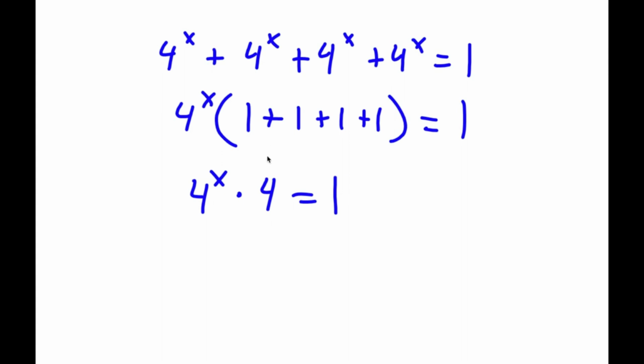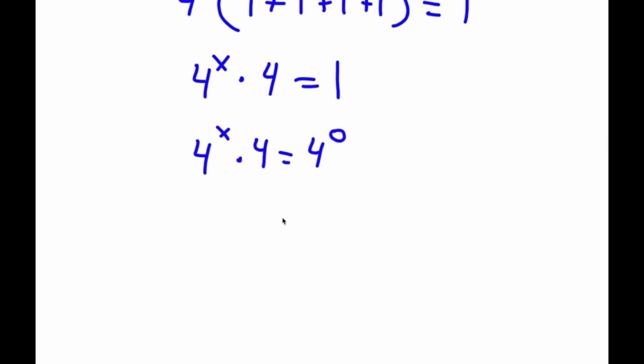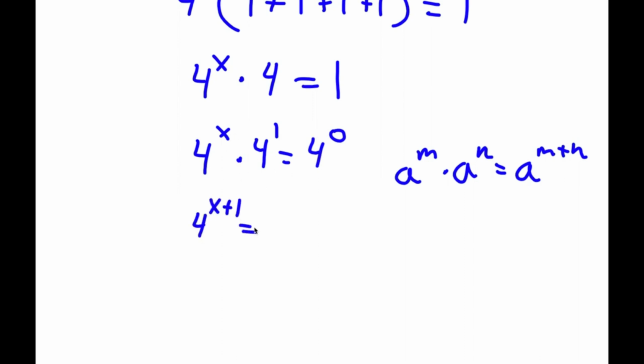Now 1 here is the same thing as 4 to the power of 0. So I have 4 to the power of x times 4 is equal to 4 to the power of 0. Now 4 is the same thing as 4 to the power of 1. And if I have something in the form a to the power of m times a to the power of n, this is equal to a to the power of m plus n. So now 4 to the power of x times 4 to the power of 1 is going to equal 4 to the power of x plus 1. And now I have this is equal to 4 to the power of 0.